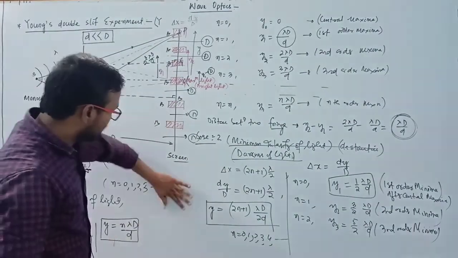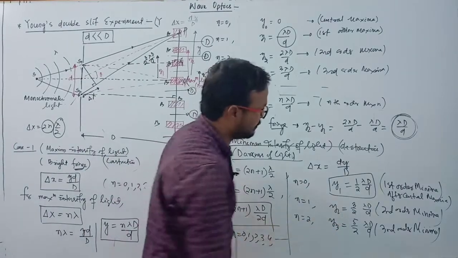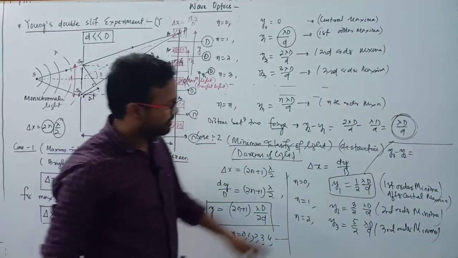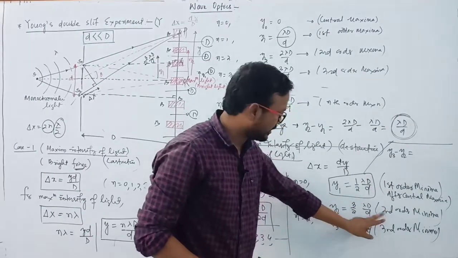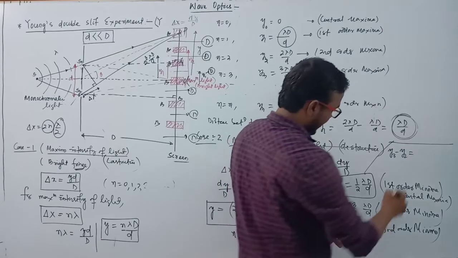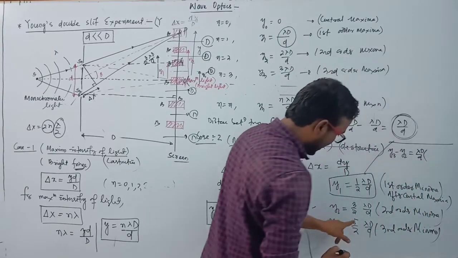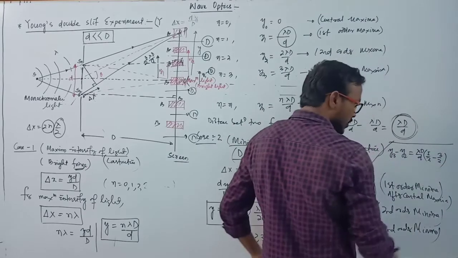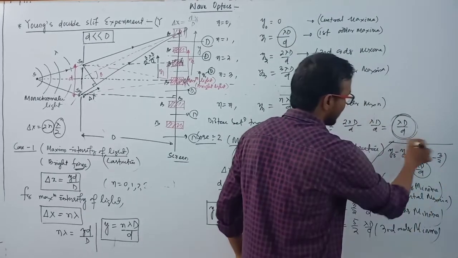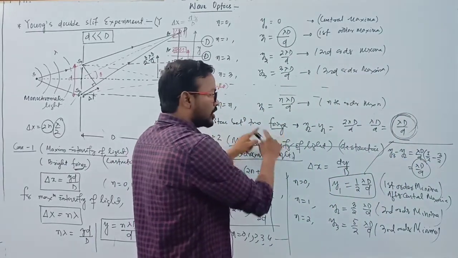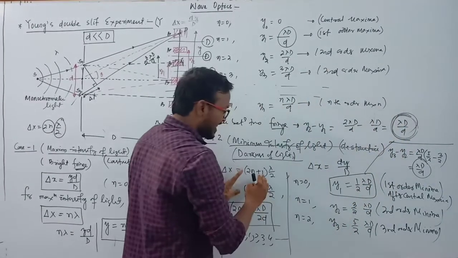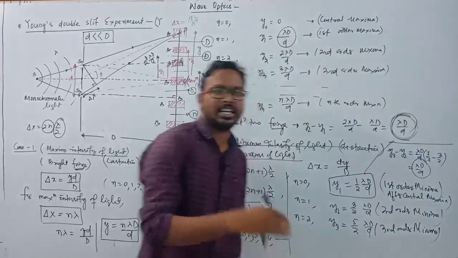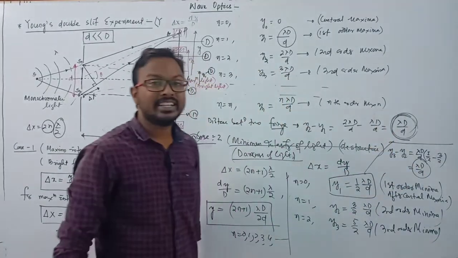If you want to find the distance between two waves, suppose y3 and y2, I am writing y3 minus y2, the separation between two dark fringes. We can write lambda D by capital D, with y3 as 5 by 2 minus 3 by 2, so we get lambda d by D, which is the separation between two fringes or two maxima. Again, the distance between two minima is also lambda d by D, and this lambda d by D is constant for constructive and destructive interference, and is known as fringe width.